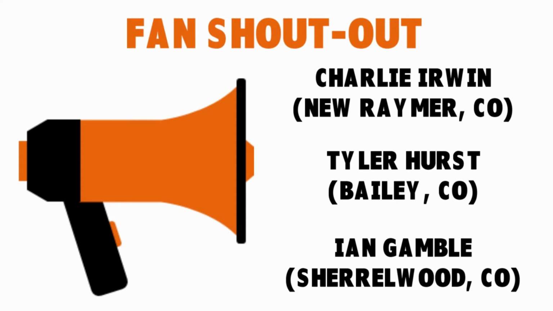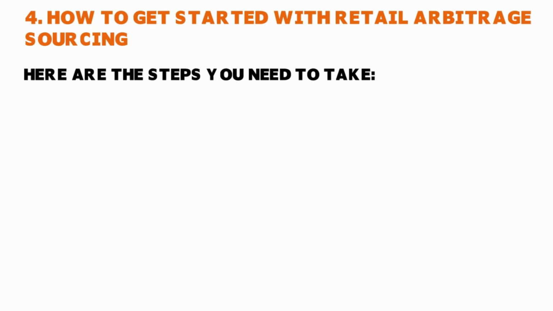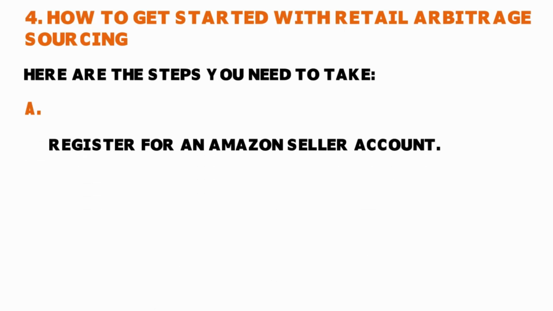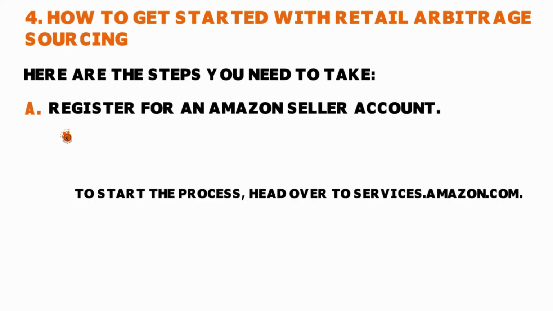Now, how to get started with retail arbitrage sourcing? Let's talk about the nitty gritty here, the real, practical steps. If you want to get your first product listed for sale on Amazon, you've got to do a few things. Number one, it's as basic as it sounds, but you've got to register for an Amazon seller account. We're going to put a screenshot of the Amazon Services website on the screen so you can see it here.